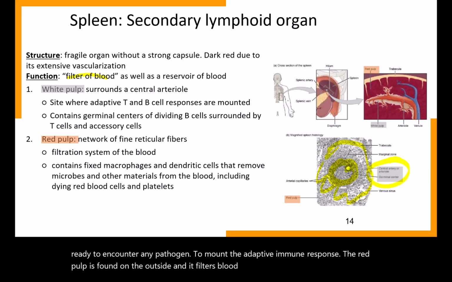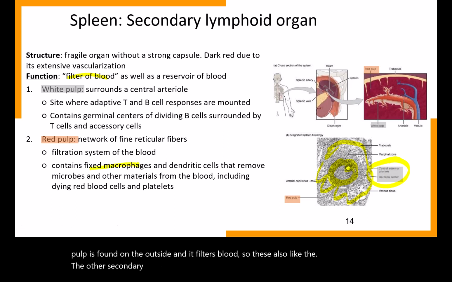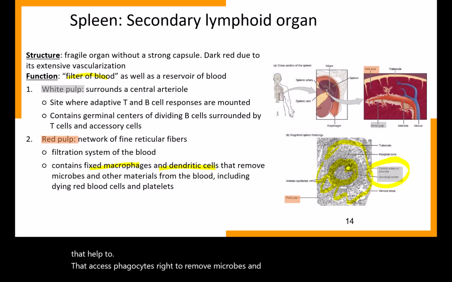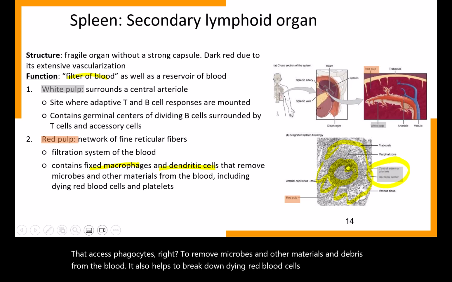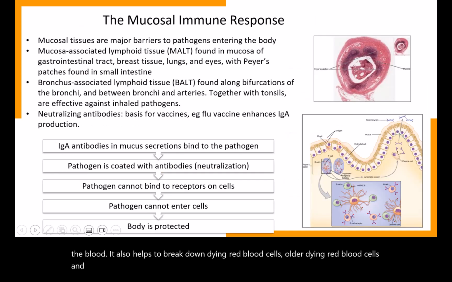Like the other secondary lymphoid organs, these also contain fixed macrophages and dendritic cells that act as phagocytes, right? To remove microbes and other materials and debris from the blood. It also helps to break down dying older red blood cells and platelets.